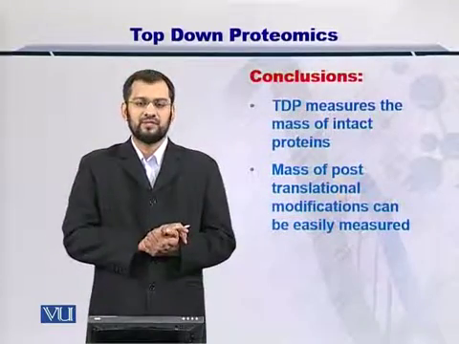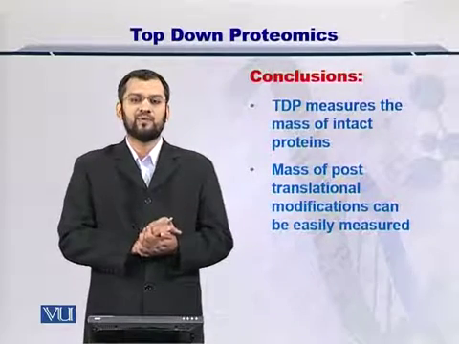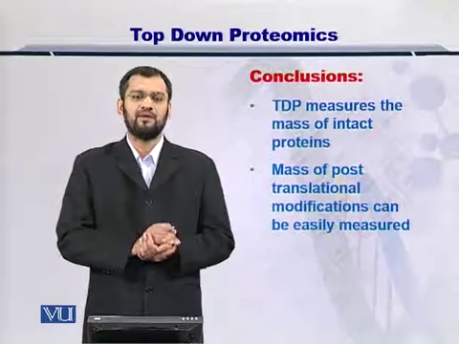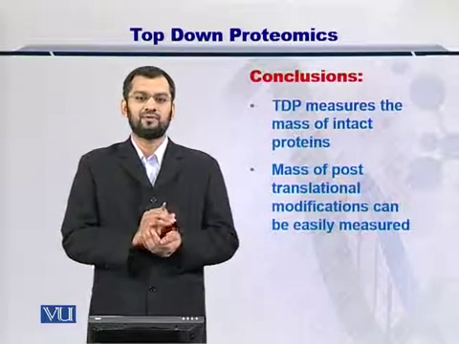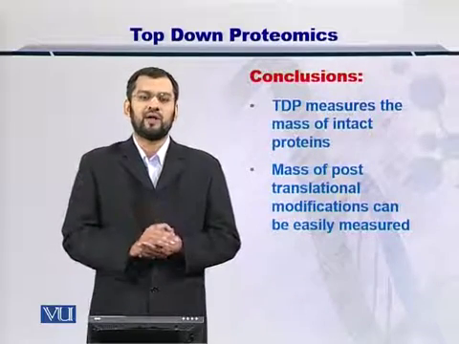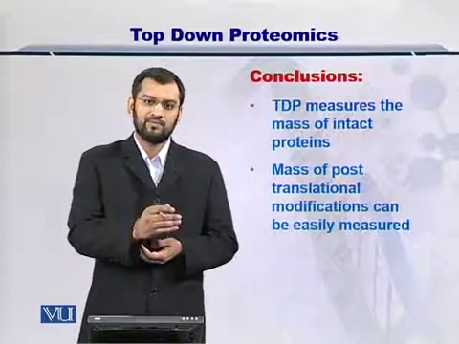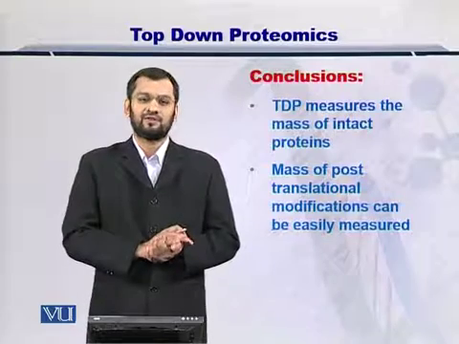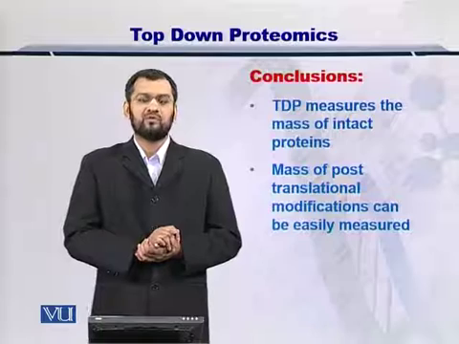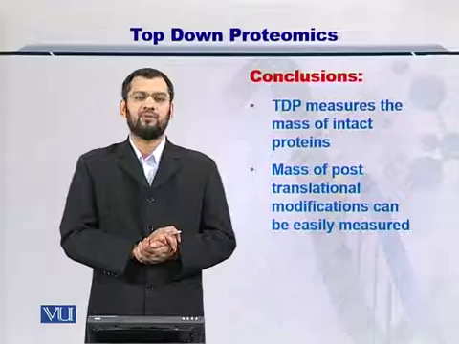Okay, so in conclusion, top-down proteomics measures the intact protein's molecular weight first, and then the protein is fragmented, and the peptides resulting from this process are measured again for their molecular weight in MS2, and the peptides that are formed as a result of the fragmentation of these peptides can be measured in MS3, and so on and so forth. The important thing to remember here is that post-translational modifications can be easily measured using the top-down proteomics approach.